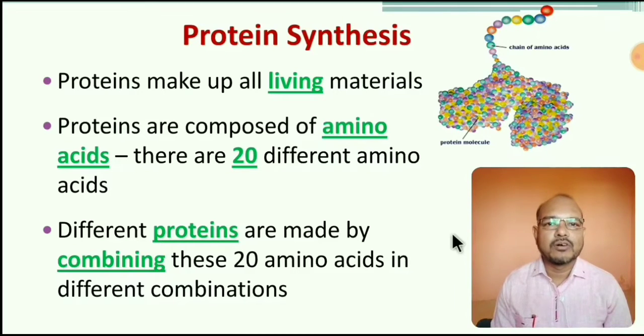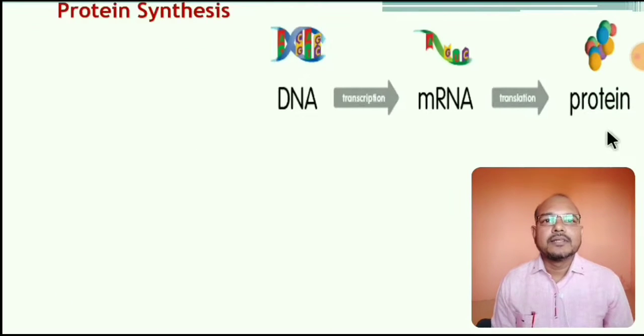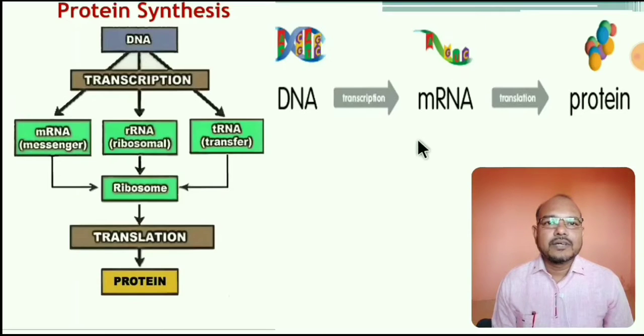Proteins are composed of 20 amino acids. Different proteins are made by combining these 20 amino acids in different combinations. In the formation of the chain, amino acids attach to form a long polypeptide chain, and it forms the protein molecules. So the central dogma of protein synthesis is that DNA is transcribed into mRNA and mRNA is translated into proteins.